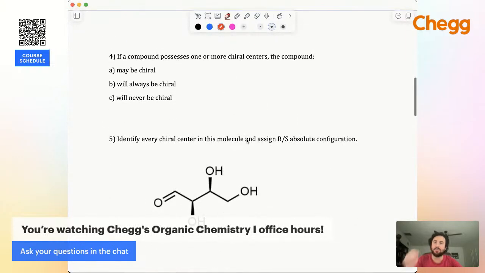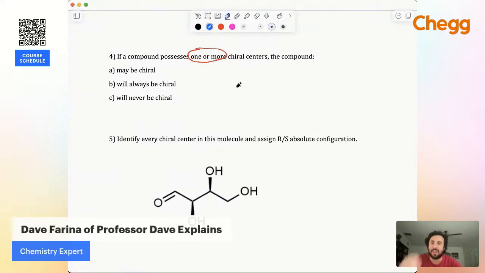Okay, so back to some isomerism stuff. If a compound possesses one or more chiral centers, the compound may be chiral, will always be chiral, or will never be chiral. So we're talking about one or more chiral centers. What does that mean? Let's say we have one chiral center, let's just say it's this 2-bromobutane. Then this must be chiral, right? If a molecule has one chiral center, then it must be chiral.